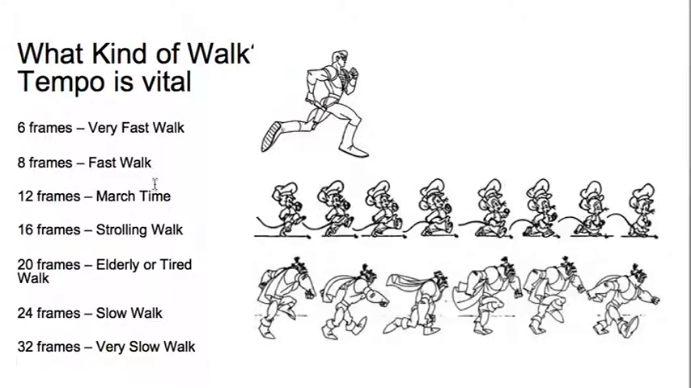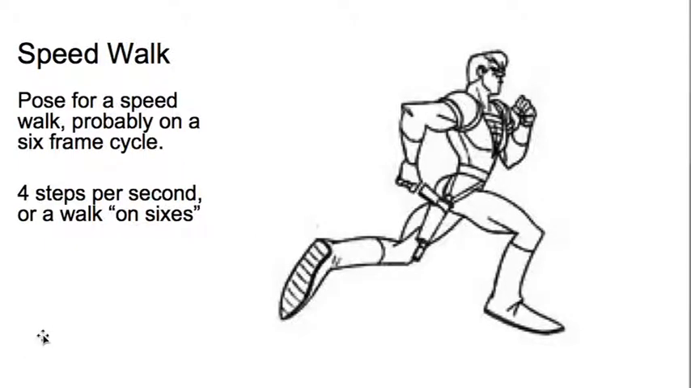12 frames is pretty much a normal walk. 12 frames is what we call march time. That's because armies march on march time. And what we're going to do is a 16-frame kind of strolling walk, a kind of an amble, if you like. A 20-frame cycle would be an elderly or tired walk. 24 frames is getting very slow, and a 32-frame walk would be really super slow. That would be almost a caricature of a slow walk. A speed walk we probably could do about as rapid as 1 foot every 6 frames, but that's probably getting pretty extreme.